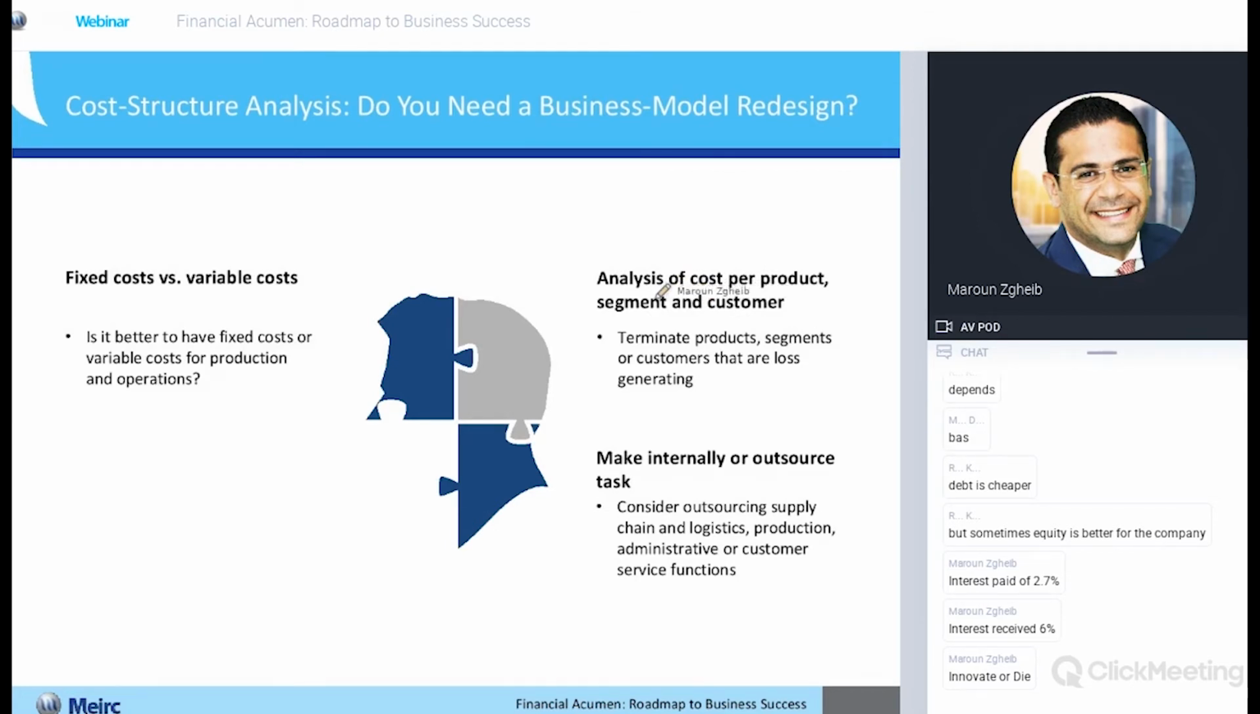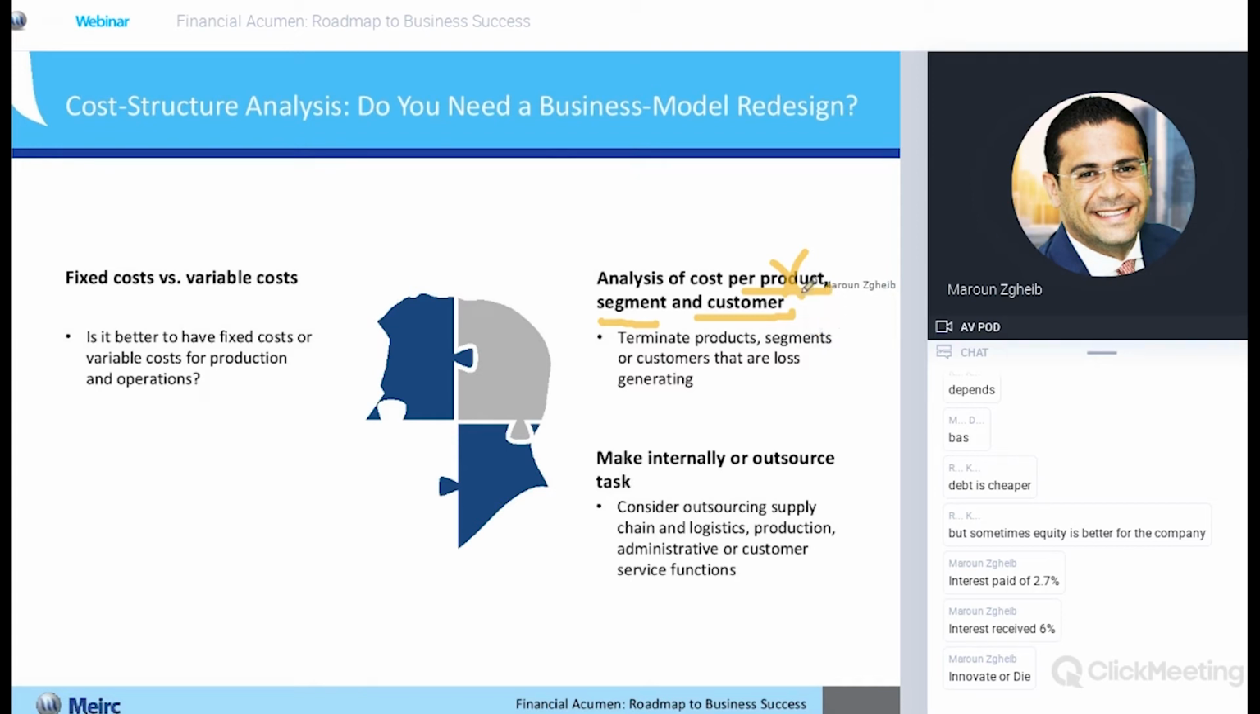Another type of analysis is analyzing cost per product, segment, or customer. We need to see if a certain product is doing good or bad, if a certain segment is doing good or bad, if a certain customer is doing good or bad. Maybe the customer is incurring losses for the company. Maybe a certain product is incurring losses for the company. What happens? You terminate it.